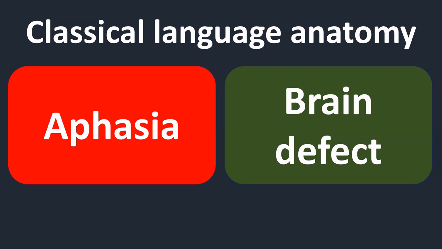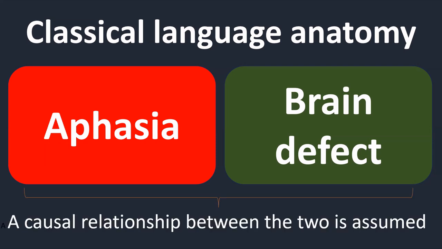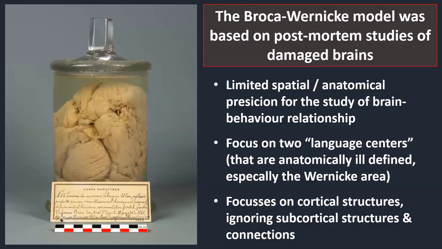In those days, the only way to examine brain function was by studying brains of patients with a certain disorder, in this case aphasia, after the patient had died, and by detecting a certain defect in a part of the brain in a patient with aphasia, a causal relationship between the two was assumed. It was believed that the aphasia was caused by that particular defect. And of course, that's an assumption. And well, these post-mortem studies of course have their limitations.